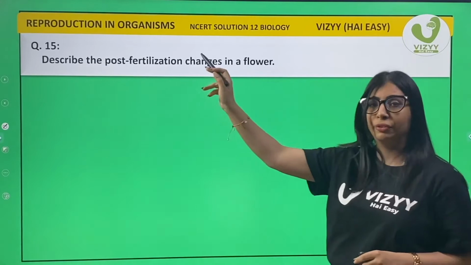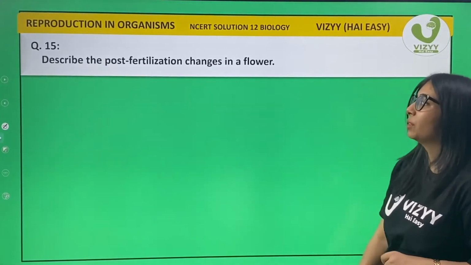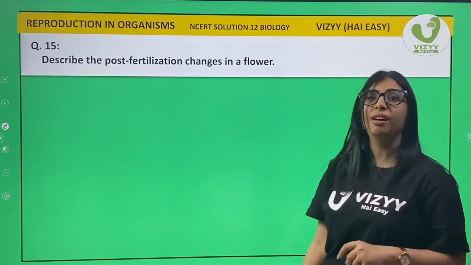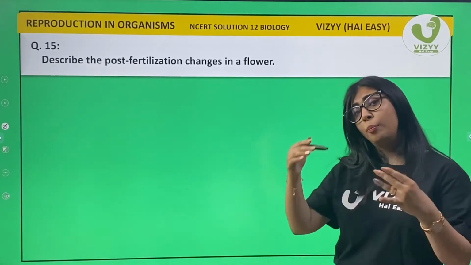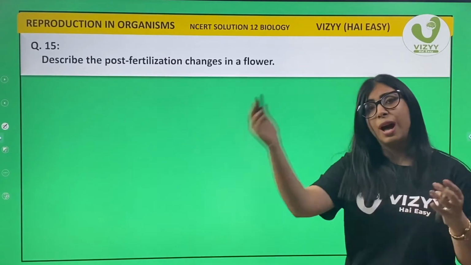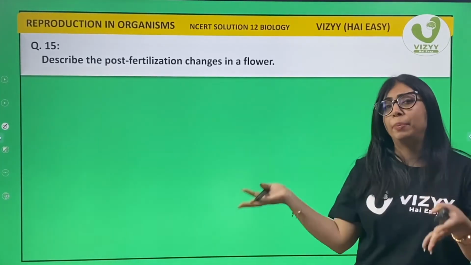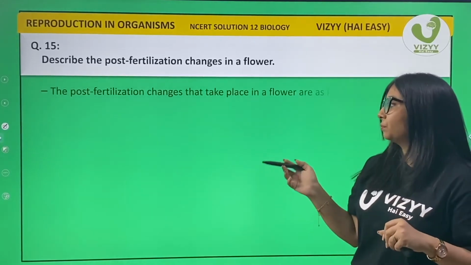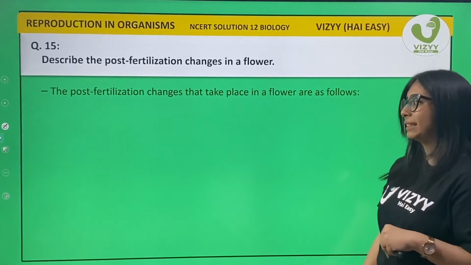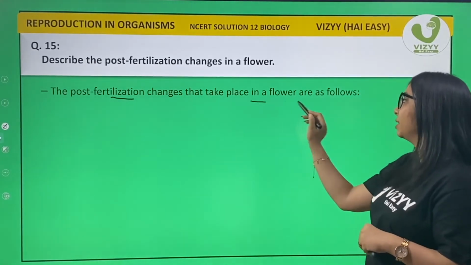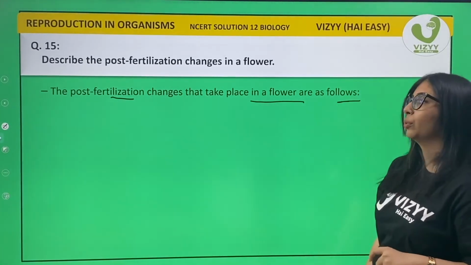Question number 15. What does it say? Describe the post-fertilization changes in a flower. Post-fertilization. So after the fusion of male and female gametes in a flower, what happens? So start your answer by saying, post-fertilization changes that take place in a flower are as follows.